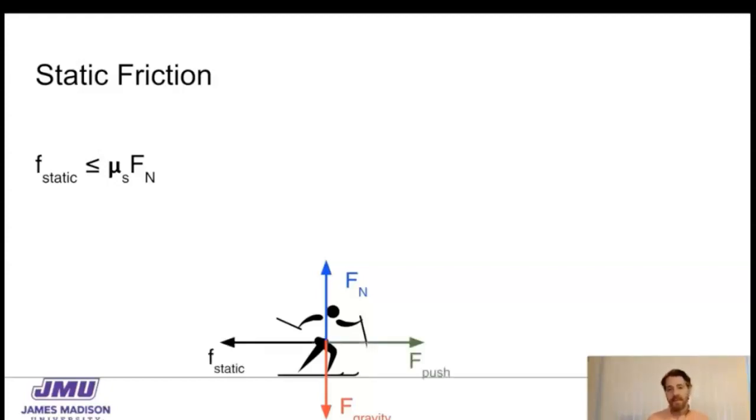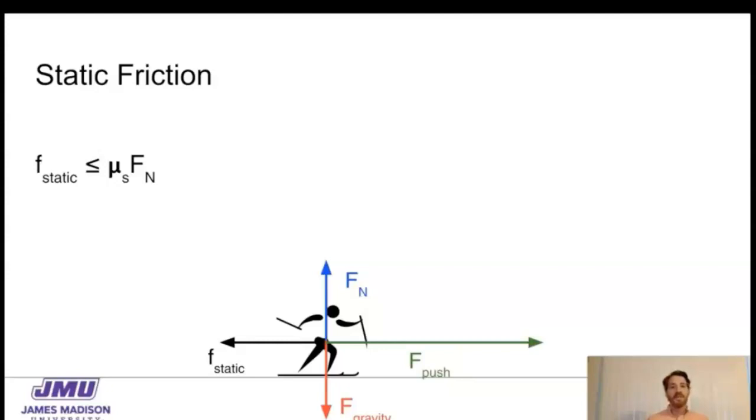But let me go back to this image. What if the pushing force is bigger than the maximum value that static friction can be? You calculate the maximum static friction force to be some value, and the pushing force exceeds that. That means that static friction will lose to the pushing force, and the object can move. That means that the object is no longer stationary, and it's not static friction anymore. We switch over to something called kinetic friction.